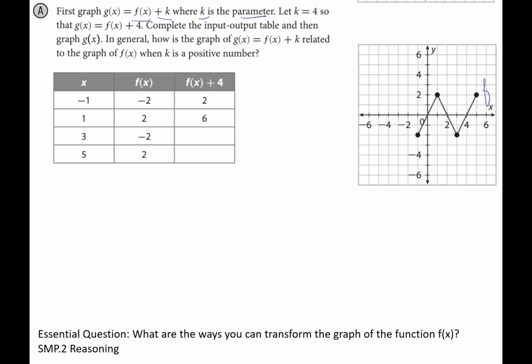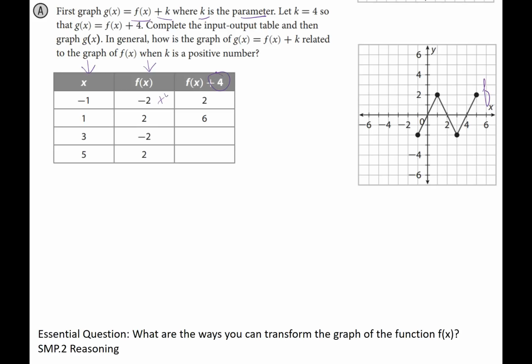In general, how is the graph of g of x equals f of x plus k related to the graph of f of x when k is a positive number? So we're going to come back and answer that question. Let's start by just taking our function and adding 4 to it. So what they did was they gave us our x value. They gave me the value of the actual f function at that x value. And then all we have to do here is add 4 to that number.